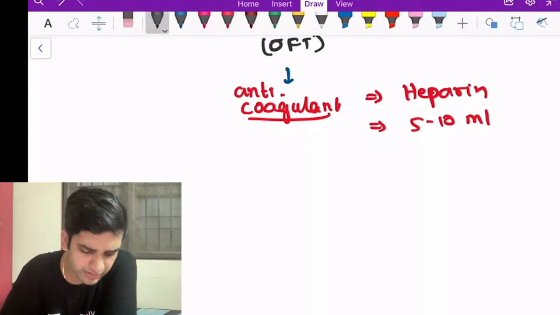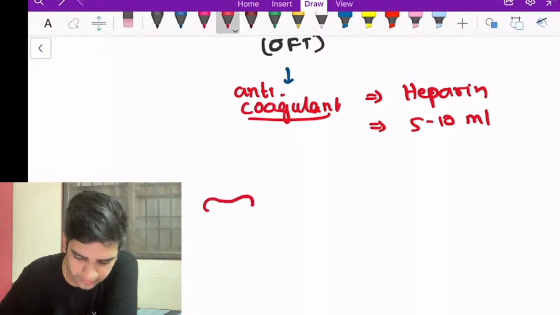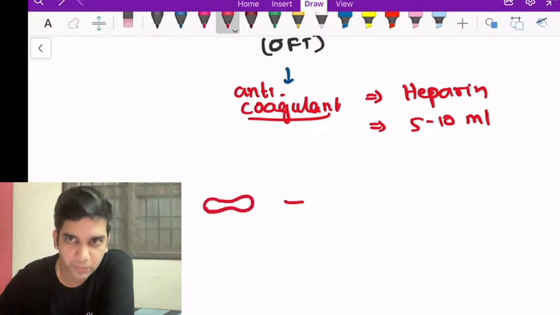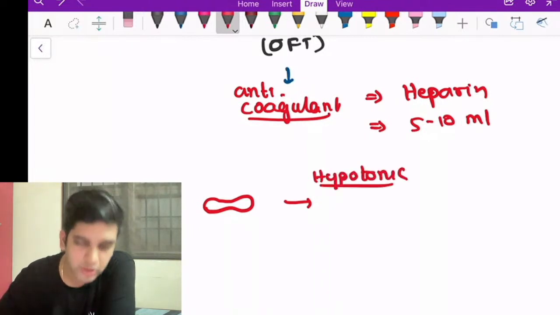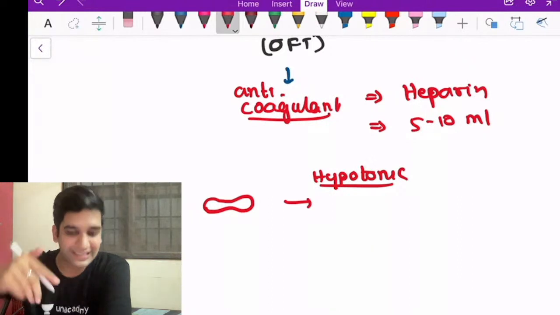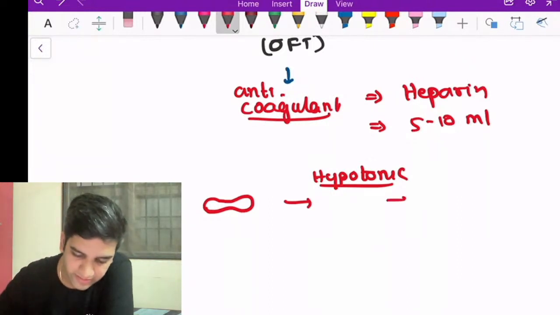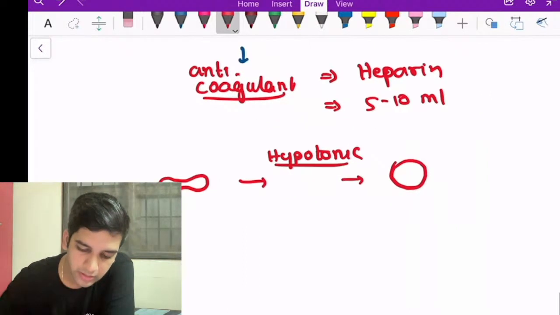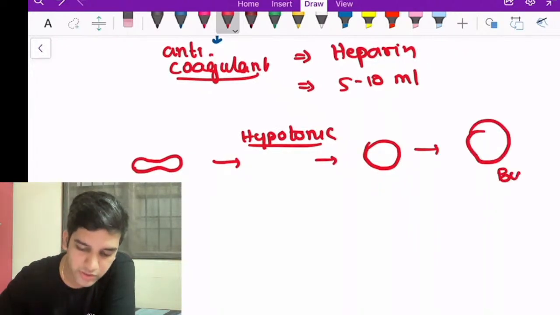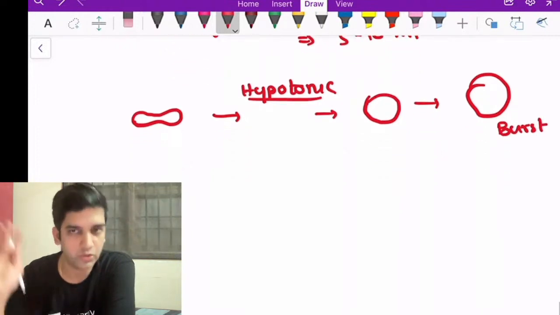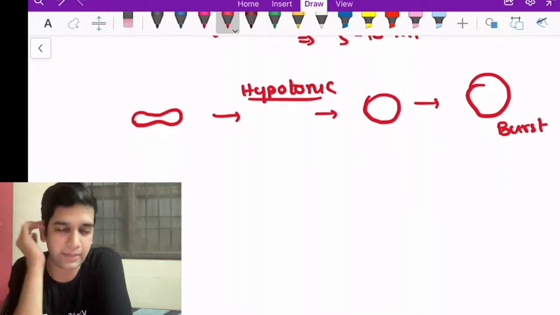So I'm just going to tell you the normal concept. Let's say there's a normal RBC. When you put it in a hypotonic saline, the water or the saline enters inside. Once saline enters inside, my RBC becomes bigger. After some time, my RBC is going to become even bigger and it will burst, or it will undergo hemolysis. Got this? This is how it normally happens.